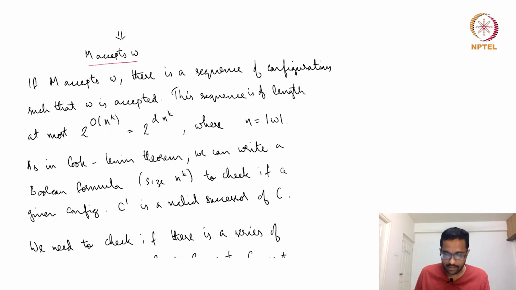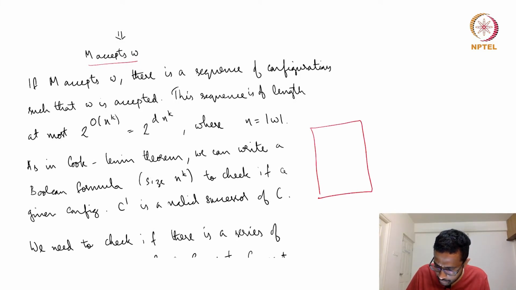So if M accepts W, that means there's a computation table that you can draw, right? We know it's a polynomial space machine. Let us say it has a single tape. Let us say the tape usage is n power k. Okay, the tape usage is n power k.